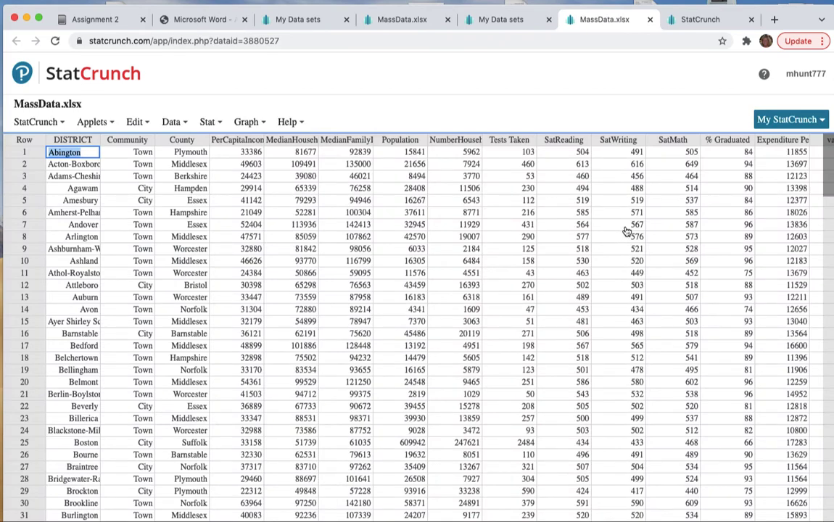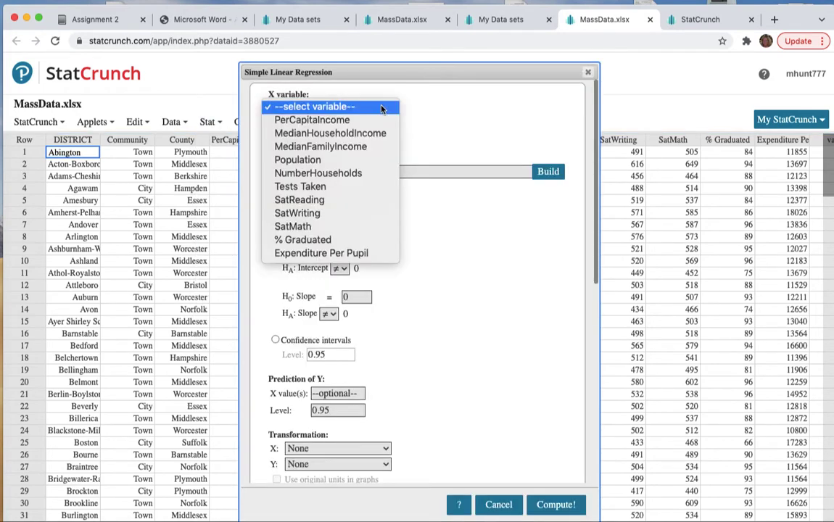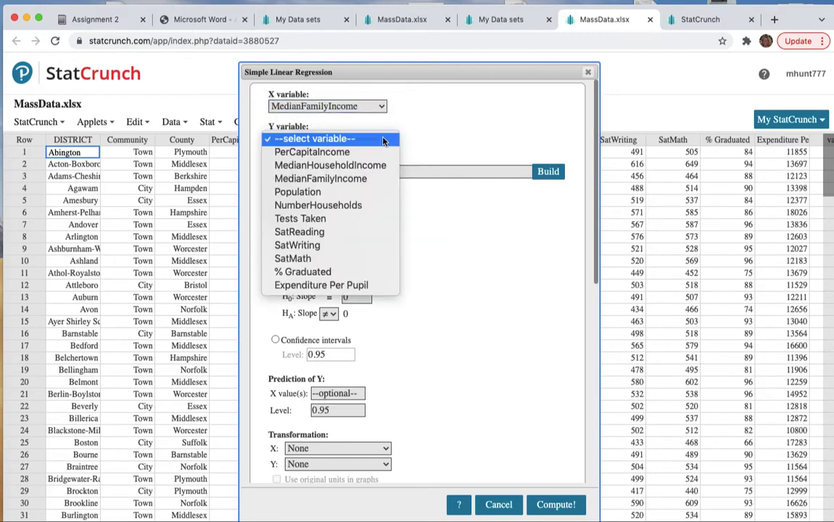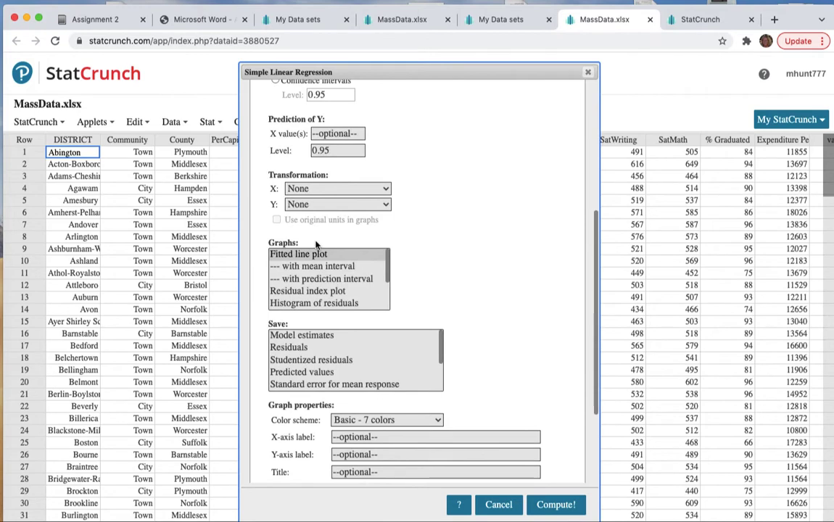We talked on our last Zoom meeting about regression. We're going to go under Stat, Regression, Simple Linear. And for our X variable, we're going to pick median family income. And for our Y variable, SAT reading. And we are going to fit the line and save both the residuals and the student standardized residuals in Compute.